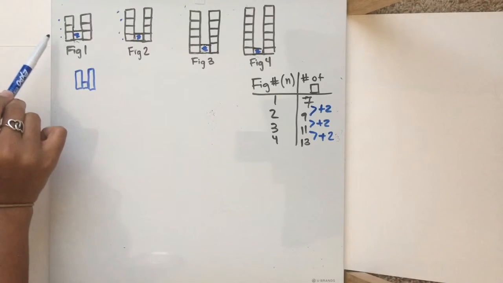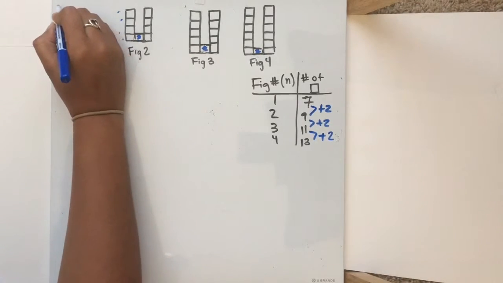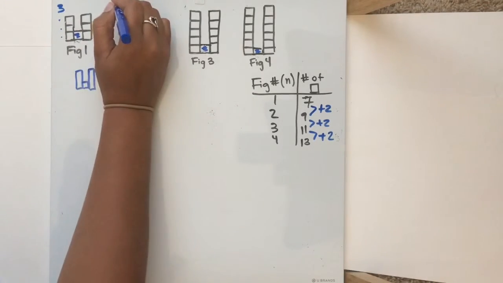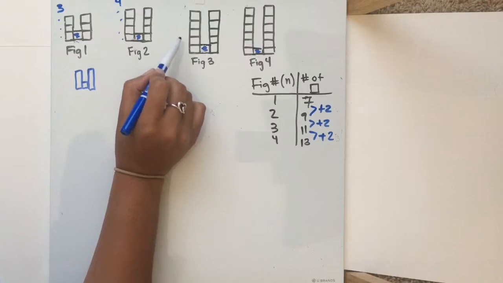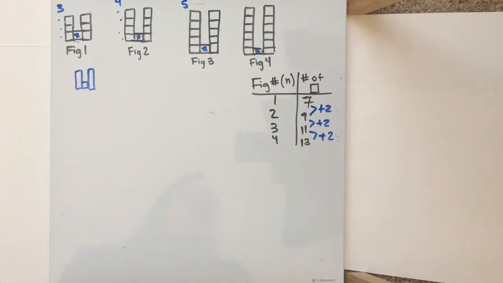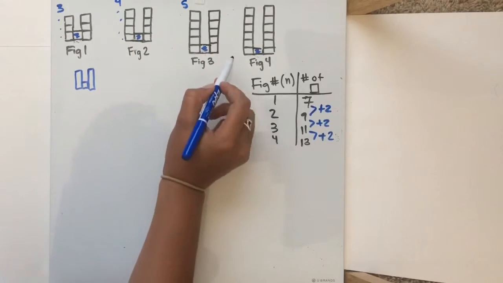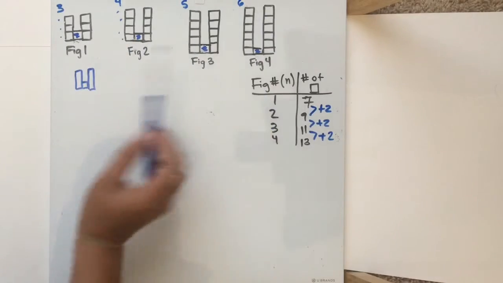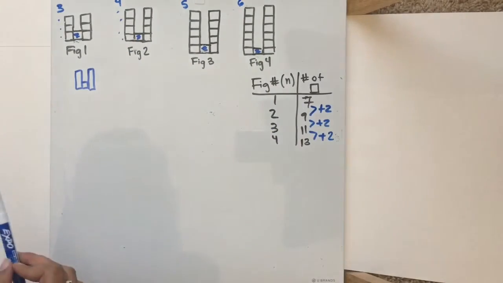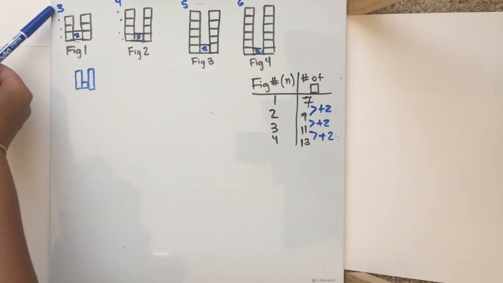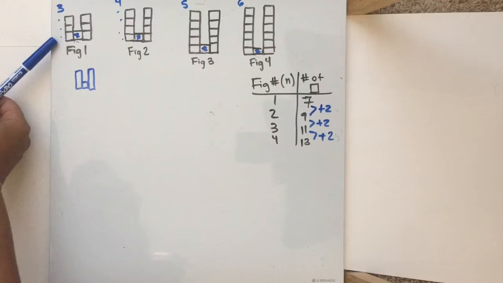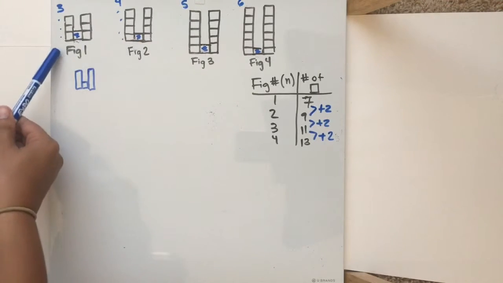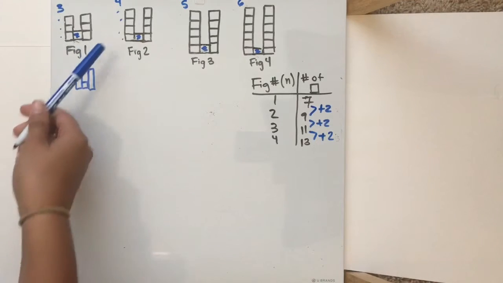So we have 3 squares in this column on figure 1, 4 squares on figure 2, 5 squares on figure 3, and 6 squares on figure 4. Now, notice that it goes up by 1 for each figure as it moves to the right. But what you want to look at is the relationship between the figure number and the number of squares in each column. Between them, there's a difference of 2.